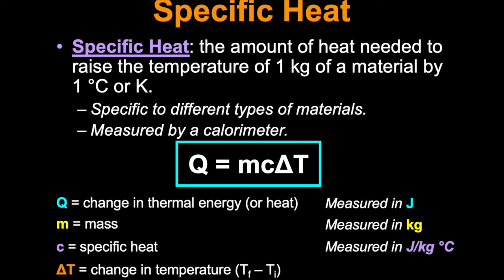TF is the final temperature. TI is the initial temperature. So basically, the ending temperature minus the starting temperature. And that is how you are going to get your change in temperature there. And again, we're using metric units, so it is going to be measured in degrees Celsius.